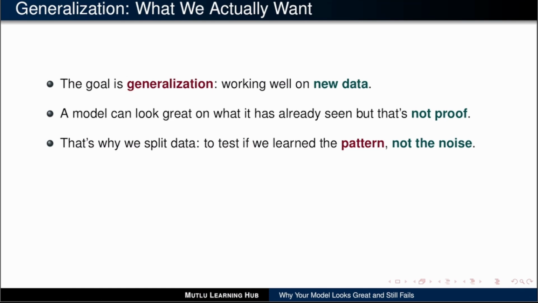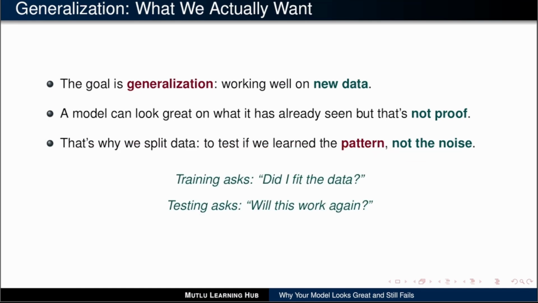A model can always drive training error down if it's flexible enough. That alone does not prove it learned anything meaningful. That's why we split data. Training answers, did I fit the data? Testing answers, will this work again?